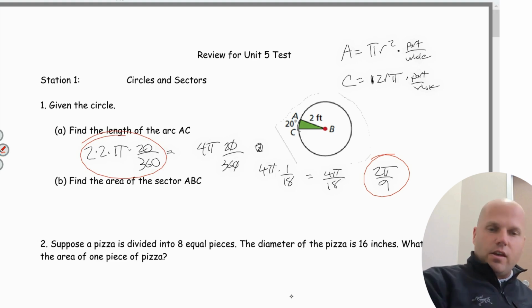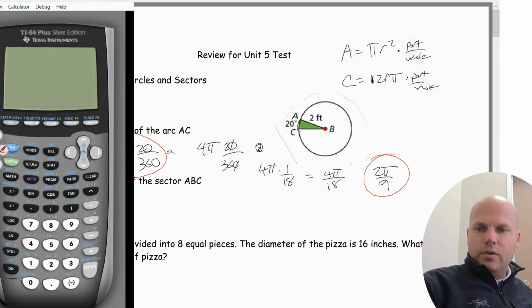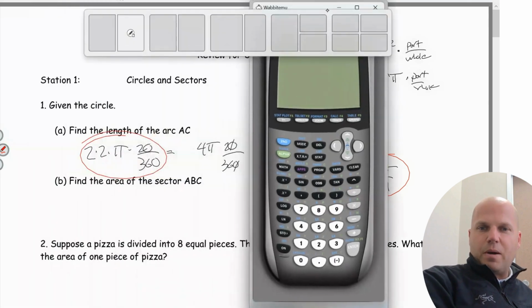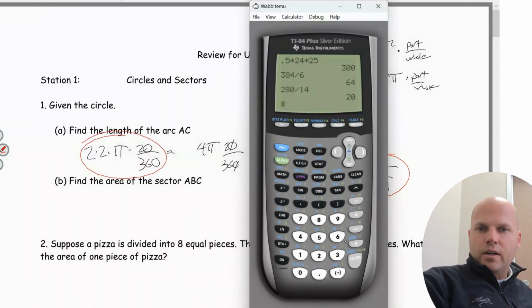If you're using a calculator, we don't like to incorporate pi. We like to figure out how many amounts of pi. If you're using your calculator, I probably would just do 2 times 2 times 20 divided by 360, and I would turn that into a fraction. Math, enter, enter, and you get 2/9 pi.